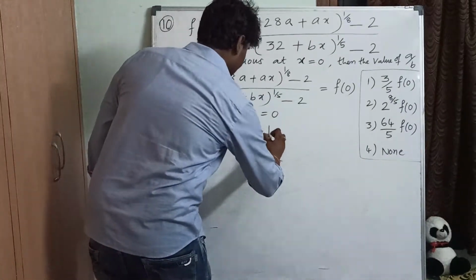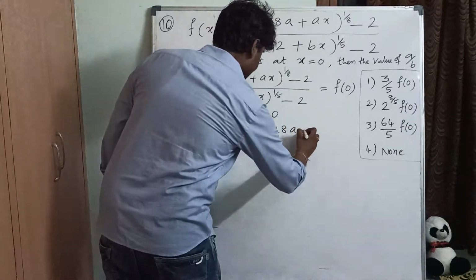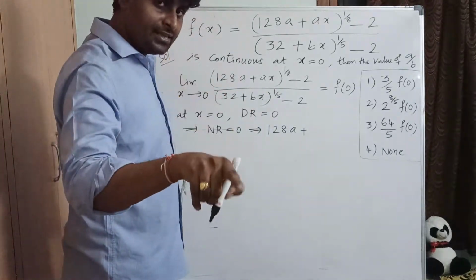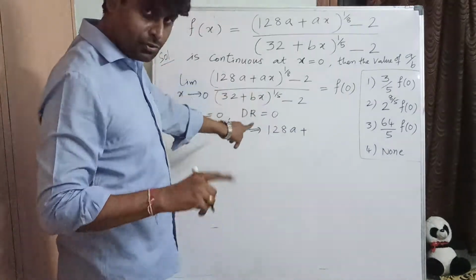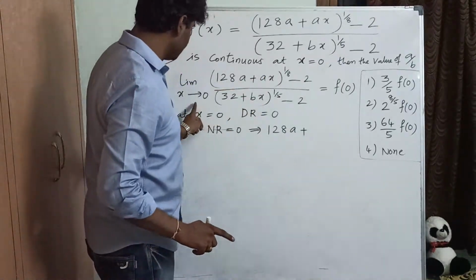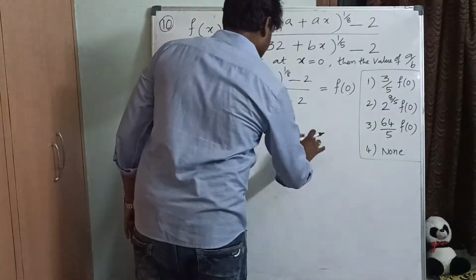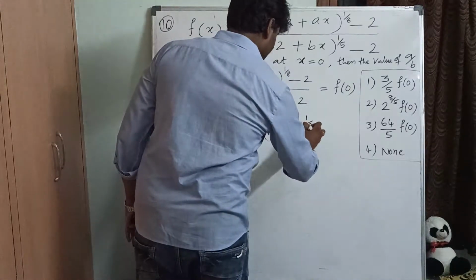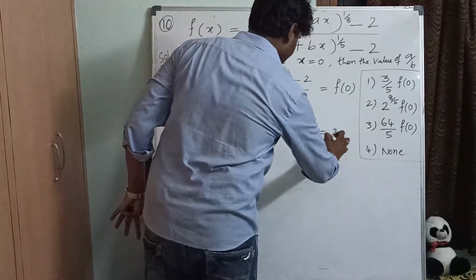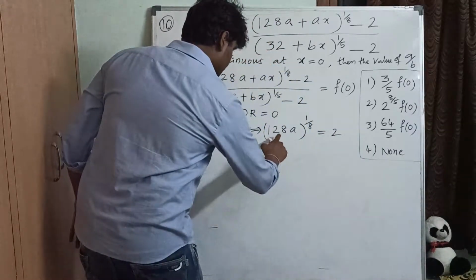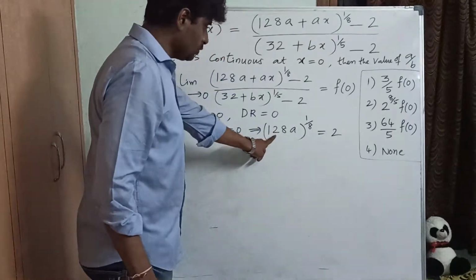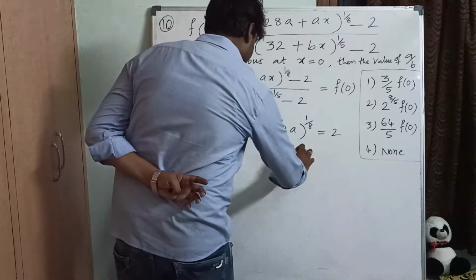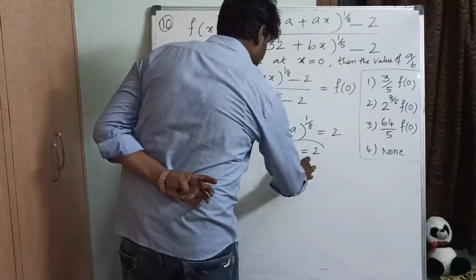Whenever you substitute 0 by putting the limit in the numerator, that must be 0. I am equating that numerator to 0. So this will become 0 when I put x value 0. So here, (128a) power 1 by 8 minus 2 equal to 0, so it equals 2, correct? Now 128 is 2 power 7. So from this, what can you get? a equals 2, correct or not?